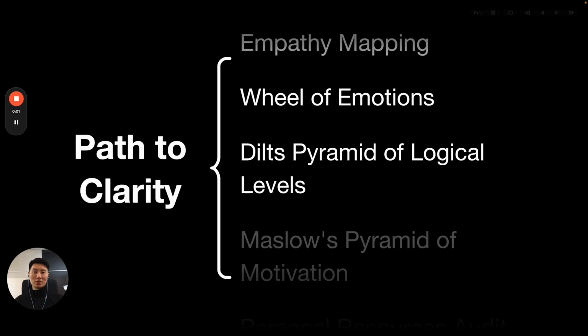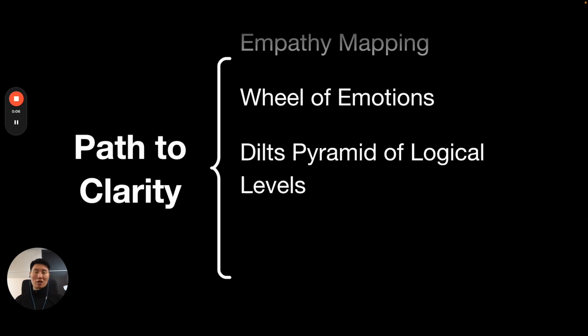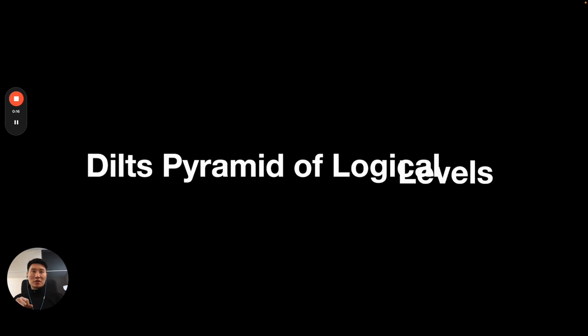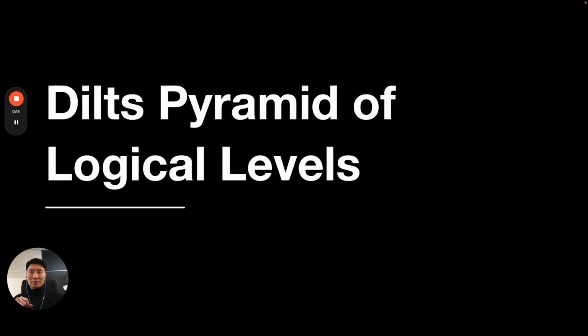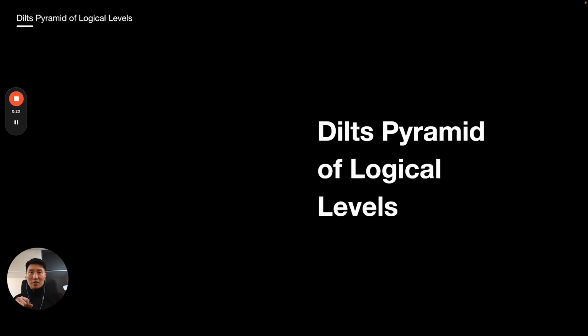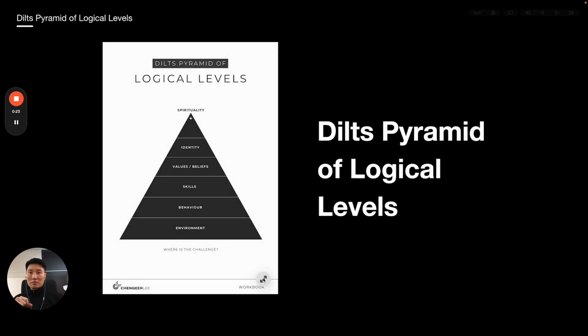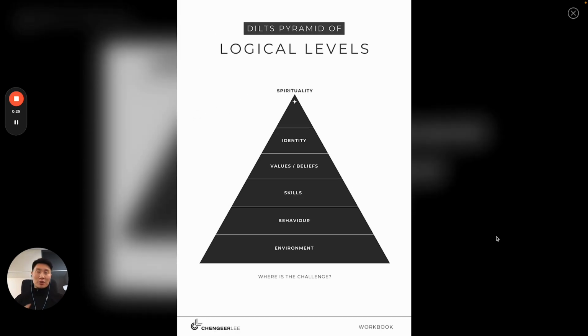Okay, so the next tool is probably my most favorite tool in my coaching toolbox. Foundational, absolutely foundational. Dilt's pyramid of logical levels. Let's take a look, and I'm going to explain what it is. But practically, it's a pyramid, right? And it's going to look like this. So, Dilt's pyramid of logical levels.